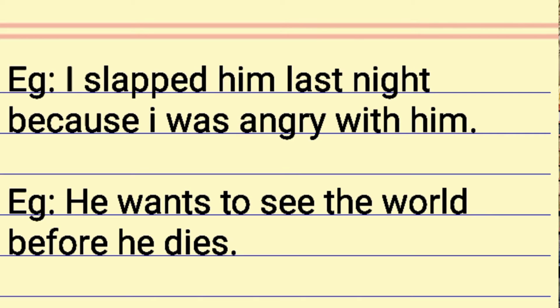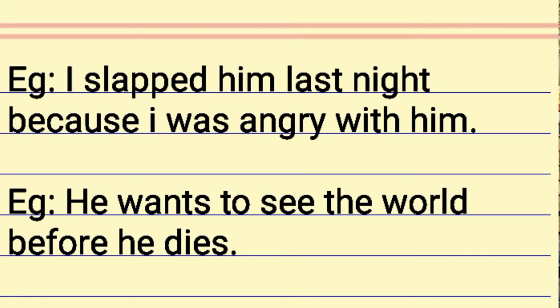Next example: he wants to see the world before he dies. Earlier we had no independent clause with "before he dies", so what would happen? If we add the independent clause to this dependent clause, it gives us complete meaning: he wants to see the world before he dies. Here, before is a subordinating conjunction. We can also say, before he dies he wants to see the world.